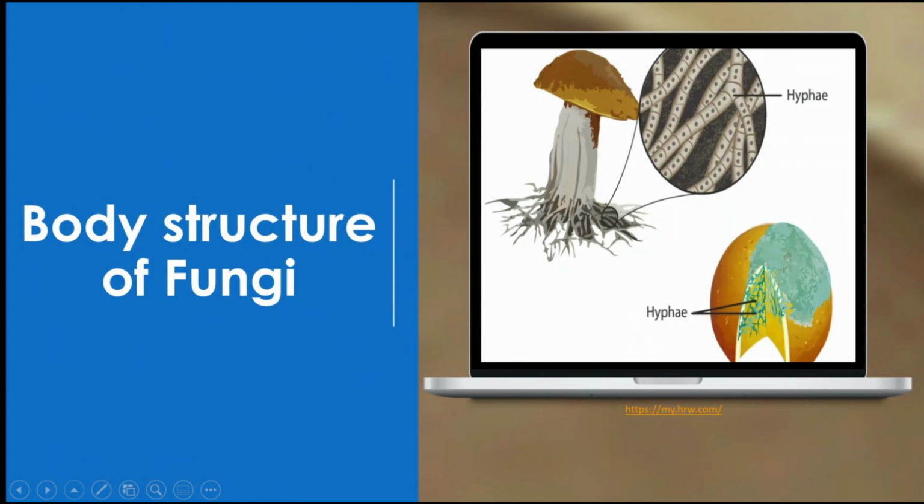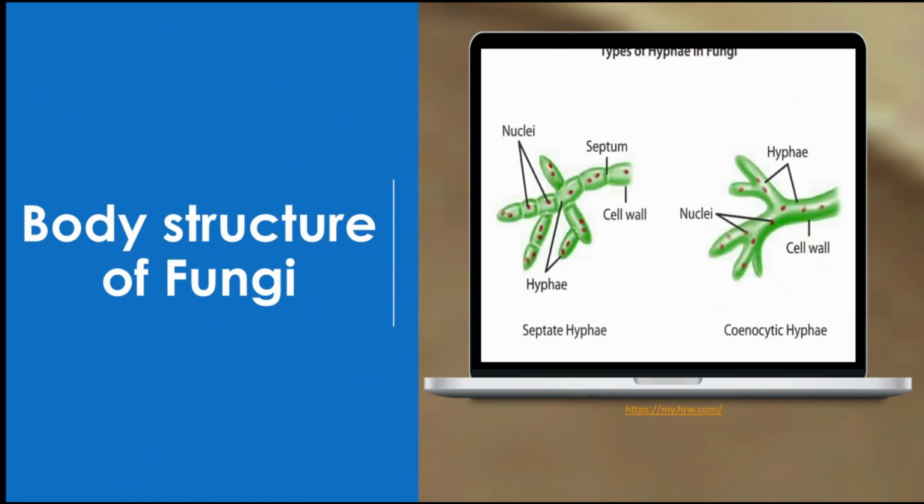Multicellular fungi are made up of long chains of cells called hyphae. Some hyphae are divided by cross-sections called septa. Other hyphae do not have septa dividing their cells. In hyphae, the cytoplasm can flow freely from one cell to the next.